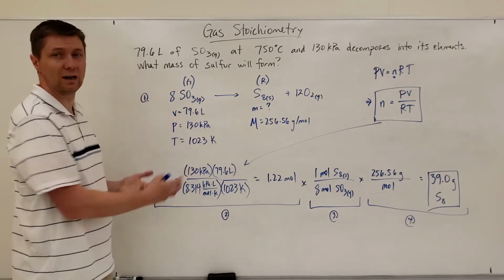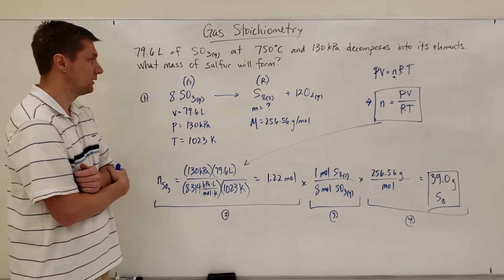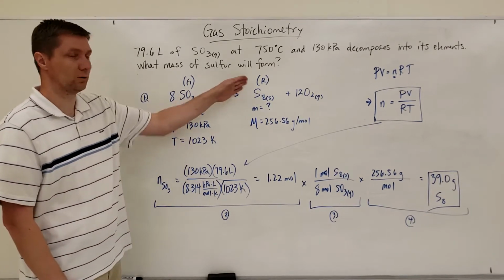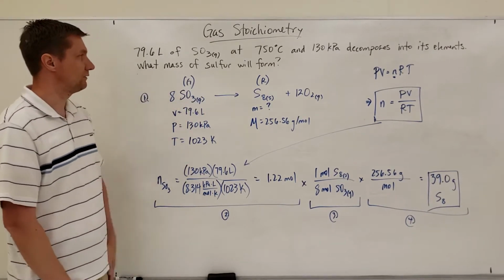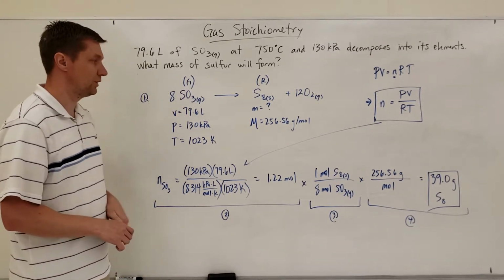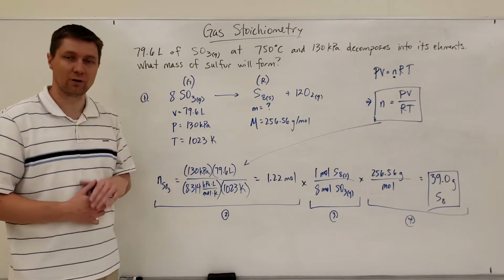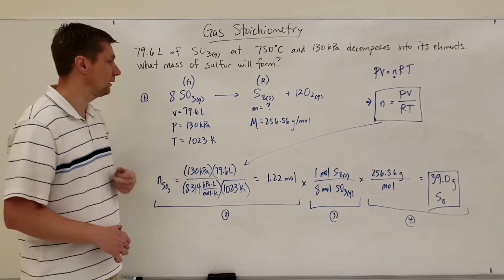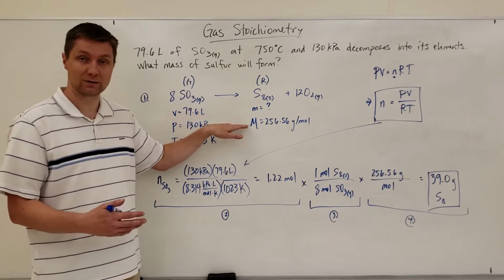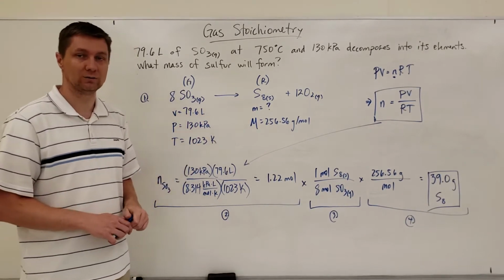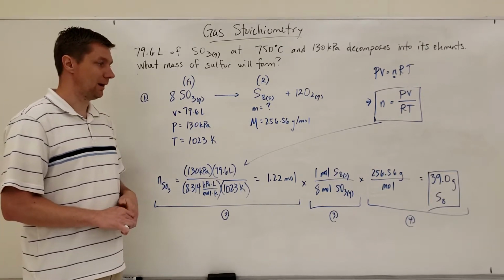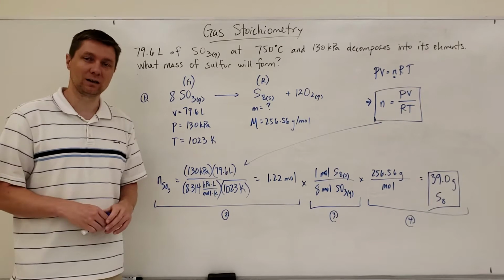You can see that I've organized my information again as we've always done. So again, it says what mass of sulfur will form. So that's my required. It gives me some information for sulfur trioxide. So I've written that information down here. Notice that the temperature that I've written down is in Kelvin again. And then because I'm asked for a mass here, I need my molar mass right below it because I'm going to need to use that in order to calculate my mass at that point.